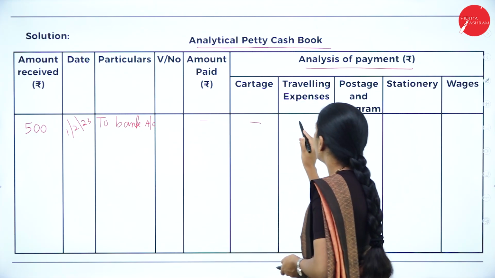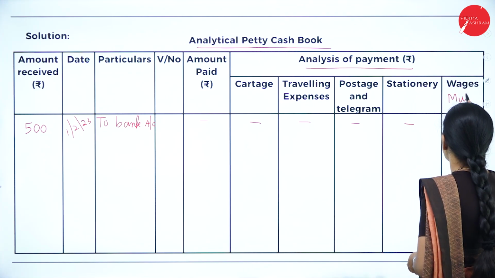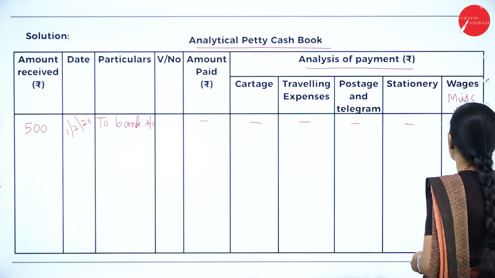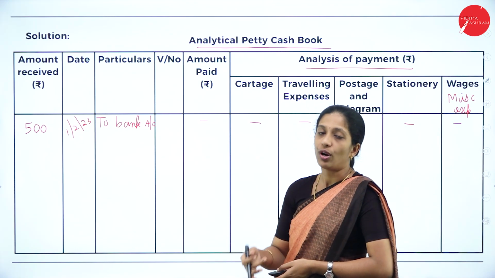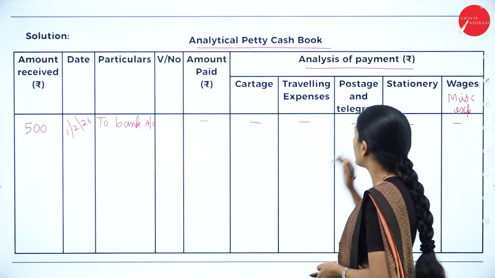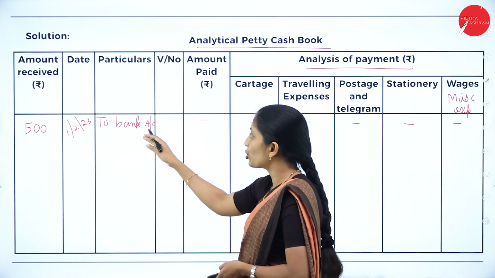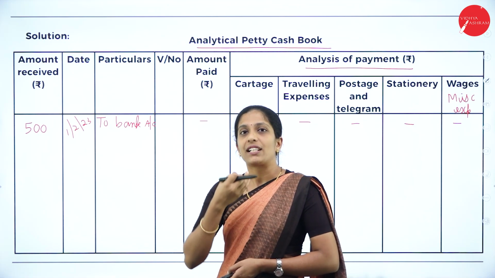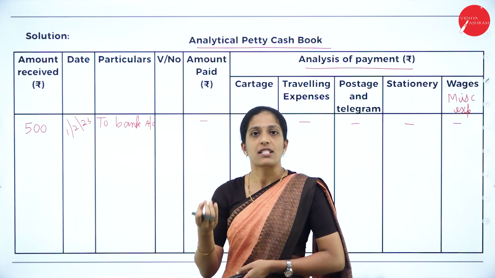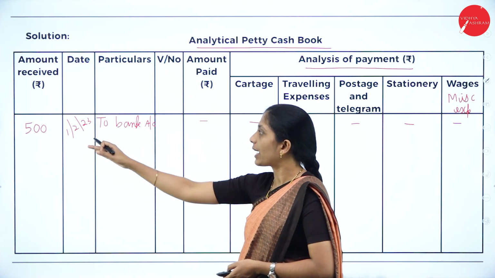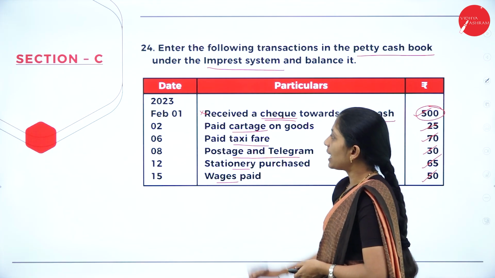These columns are dashes. This wages can be written under miscellaneous expenses also. Since we have only one expense, we can write it as wages, or other expenses can also be written there. Now, hope you are clear. Whatever the amount received, you will write it as To Bank Account. Suppose you receive it in cash, then you have to write To Cash Account. But here in this question, we have received it in the form of cheque, so it is To Bank Account. How much amount have we received? 500 rupees. Now moving on to the next transaction.